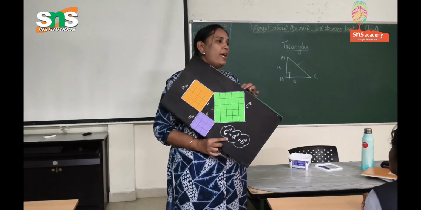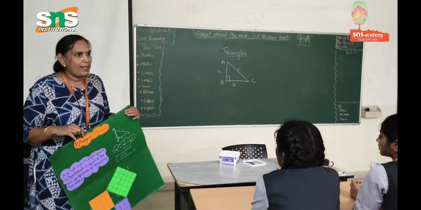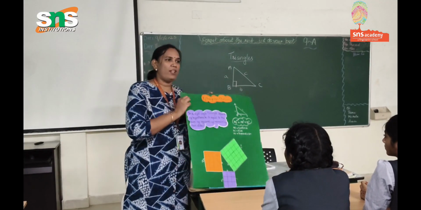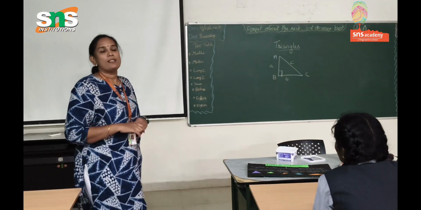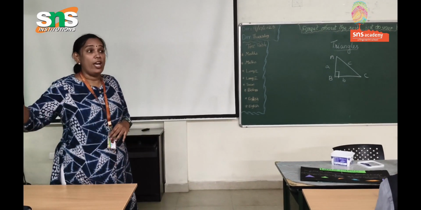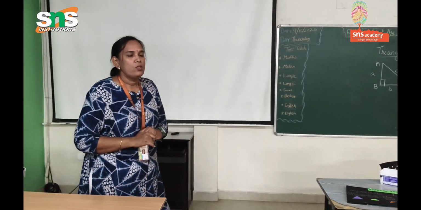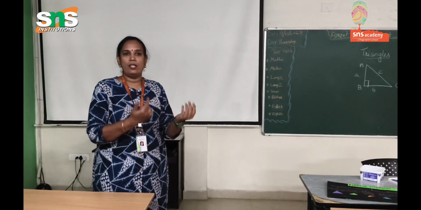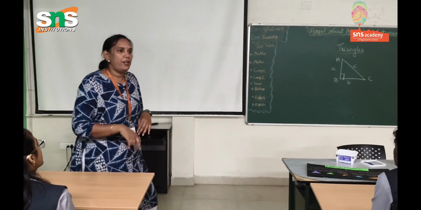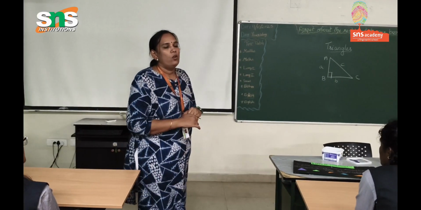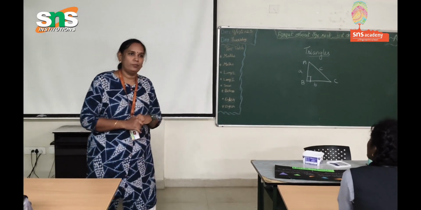Now can you please say again the Pythagoras theorem? In a right angle triangle, the square of the hypotenuse is equal to the sum of the squares of the remaining two sides. So these are the concepts we learned in the lower class. We are going to use all these concepts and then only we are going to proceed further. So let's meet in the next class. Thank you all. Thank you, ma'am.